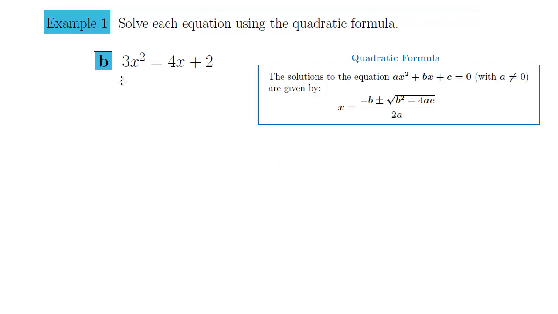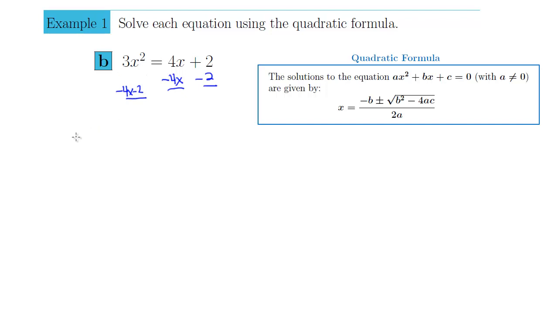In our equation, we only have 3x squared on the left. That means we need to move the 4x and the 2 to the left side. Take them off of the right. To do this, we're going to have to subtract the 4x and the 2 from the right side, and similarly subtract them from the left side.